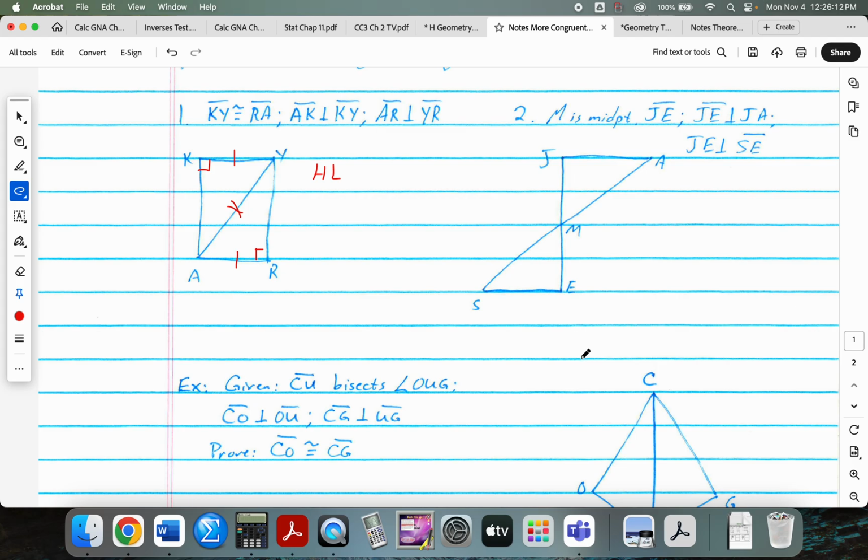For number 2, it says M is the midpoint of JE. So segment JM is congruent to segment ME. JE is perpendicular to segment JA. I left off the segment symbol on both of these.